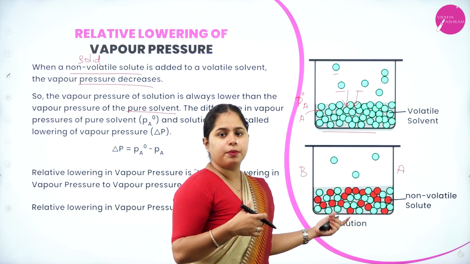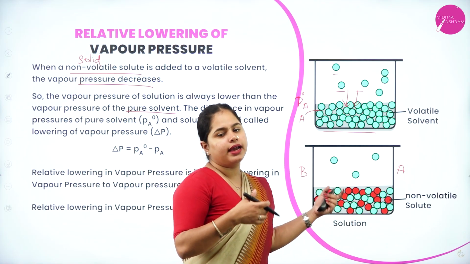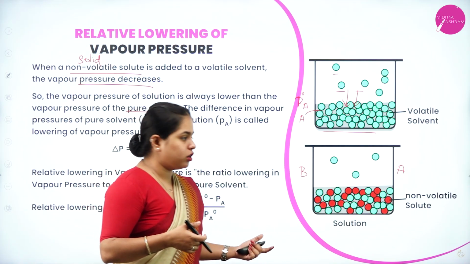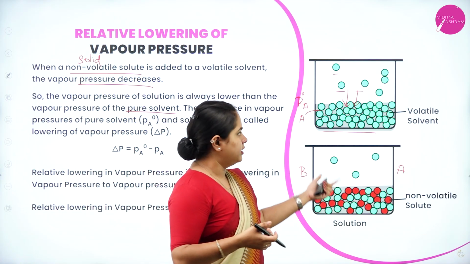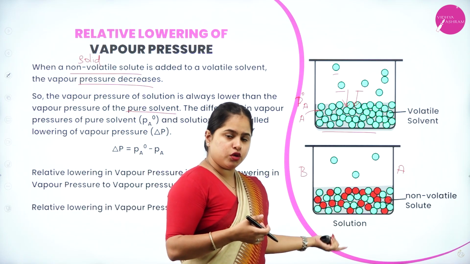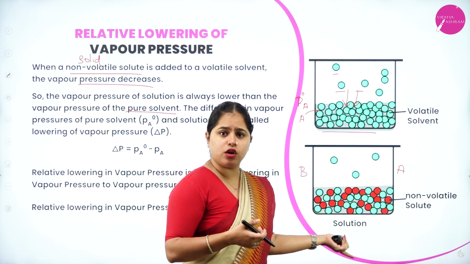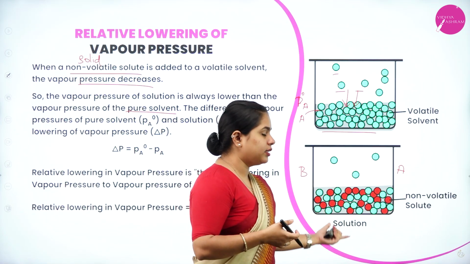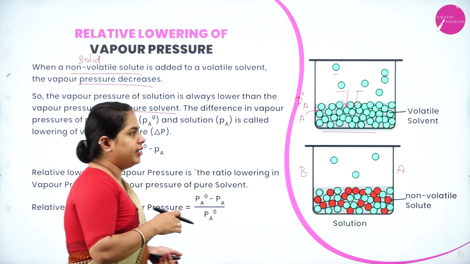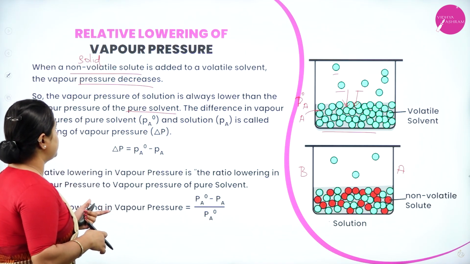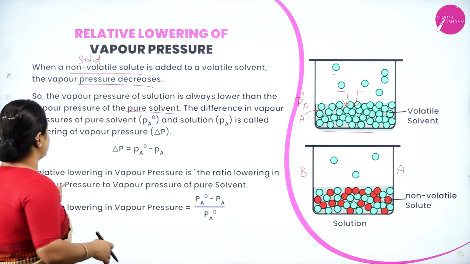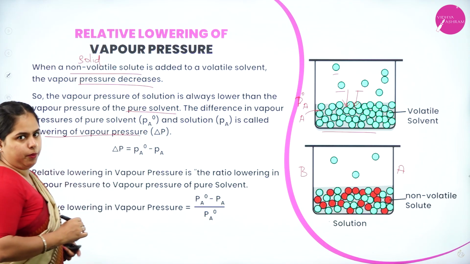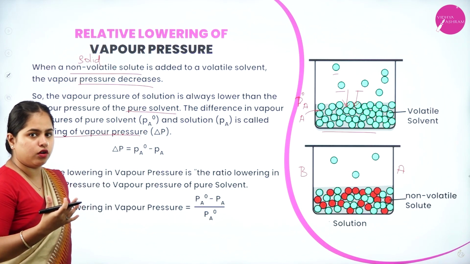And in here, what is happening? The solute particles are added, hence the vapor pressure decreases. So because of that, this is a solution, right? This is the pure solvent and this is the solution. Why? It contains solute as well as solvent. So in the solution, the vapor pressure will be less, right? The difference in vapor pressure of pure solvent and solution is called the lowering of vapor pressure. Okay, that is called the lowering of vapor pressure.